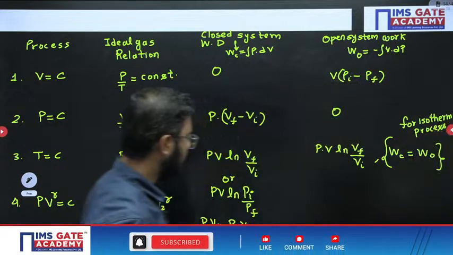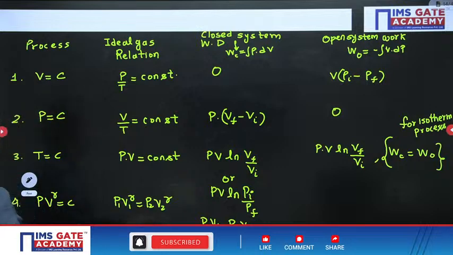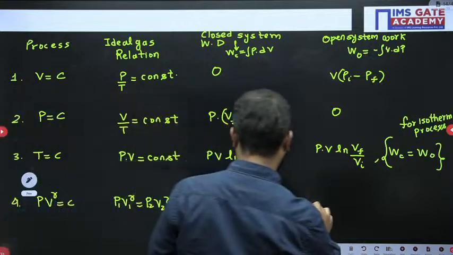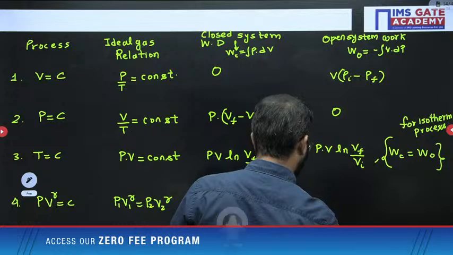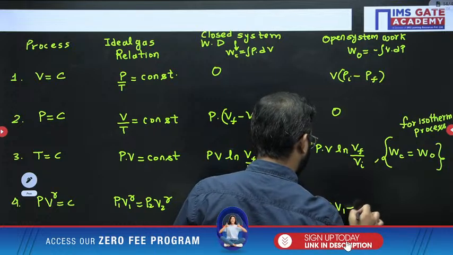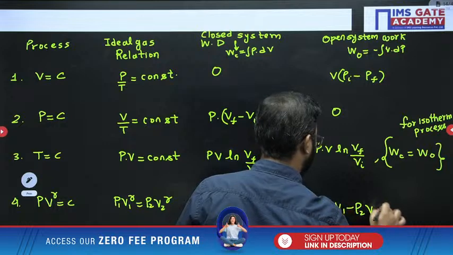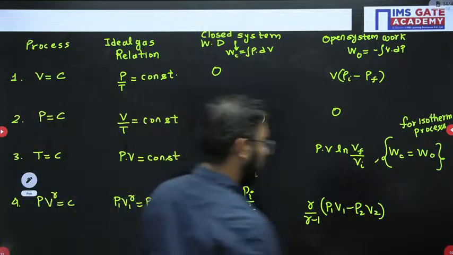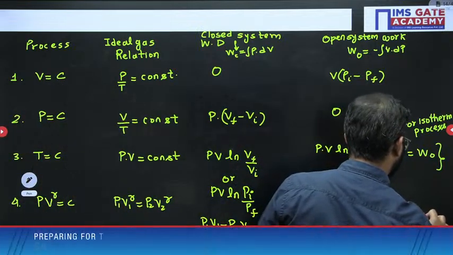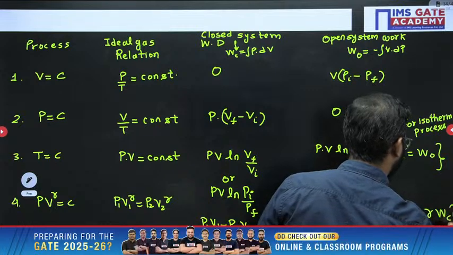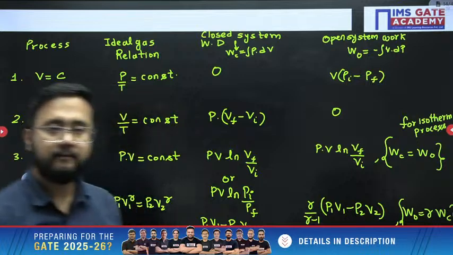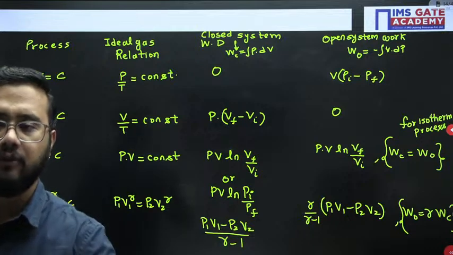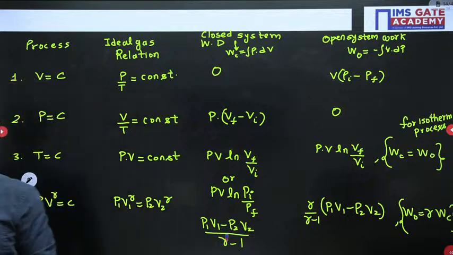Now coming to the polytropic process part, or reversible adiabatic process, how will you write here? Gamma by gamma minus 1 multiplied by (P1 V1 minus P2 V2). You need to understand that open system work in this case will be gamma times the closed system work. Open system work is gamma times closed system work for this reversible adiabatic process. I hope all the formulas are clear to everyone. Tell me, yes or no, is it clear?